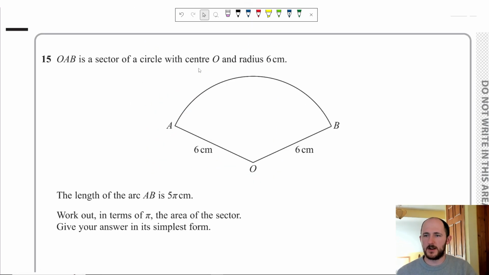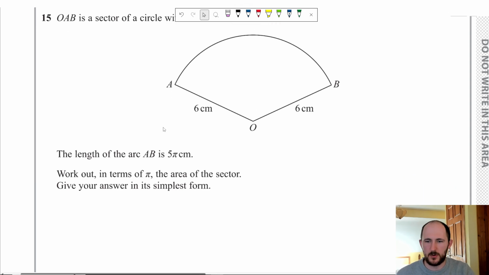OAB is a sector of a circle with a centre O, radius 6, cool. Length of the arc is 5 pi. Work out the area of the sector. So again, I stress this all the time, it might be getting annoying, they will not give you information you don't need. So this is useful information.